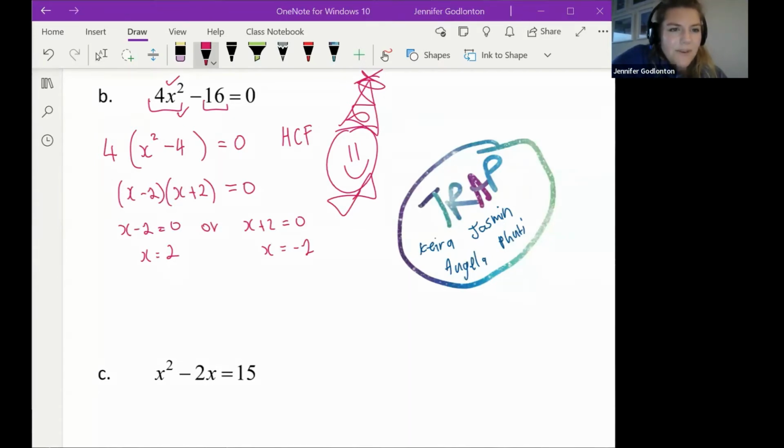I'm hoping some of you were able to jump out of that trap if you landed in it at some point. If you said x plus 2, x minus 2, that's totally fine. That's not a problem. For this one, we wouldn't be able to use another method of factorizing. We could only use difference of two squares and highest common factor for this one.